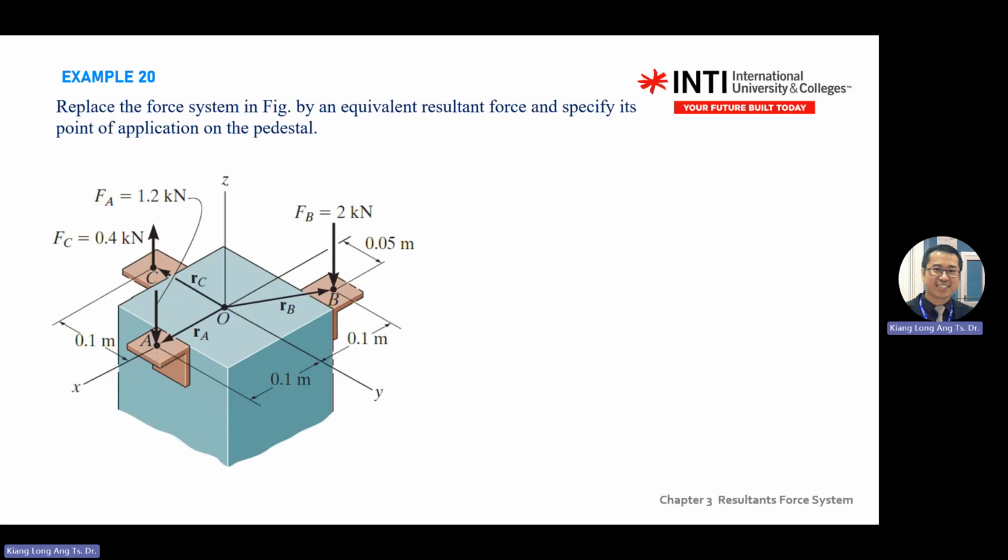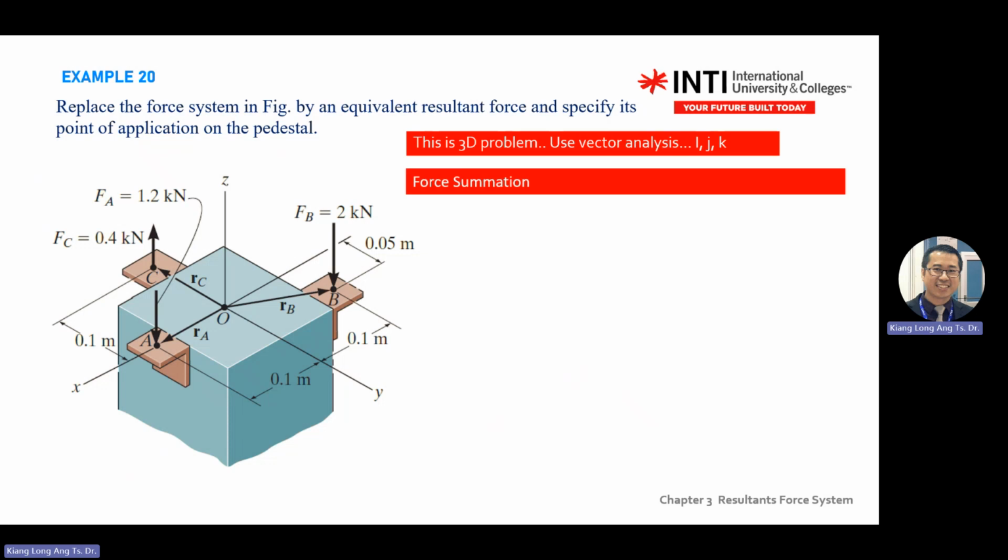Okay, example 20 is also the same. Example 20 is on the three-dimensional, so expect to use vector analysis. Vector analysis is also the same, you just use R cross F. Then you compare resultant diagram and component diagram. So I just show you the general steps. The rest you see, got question come to me.